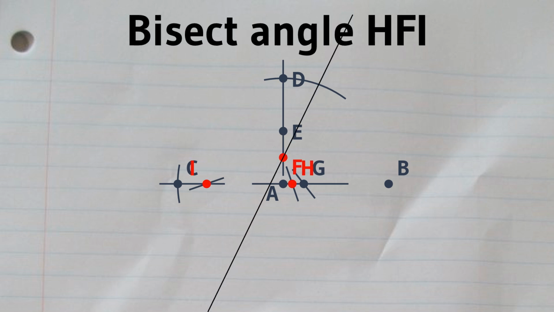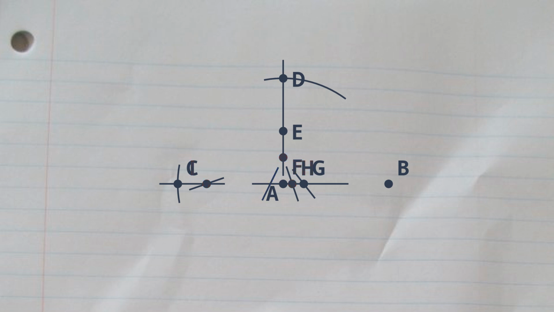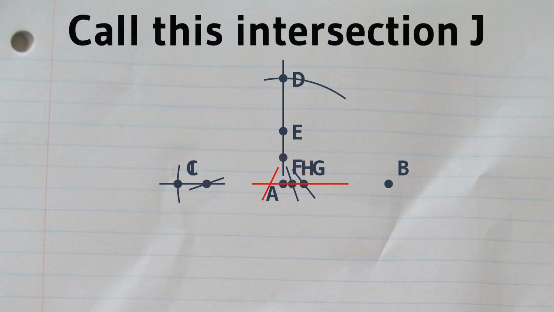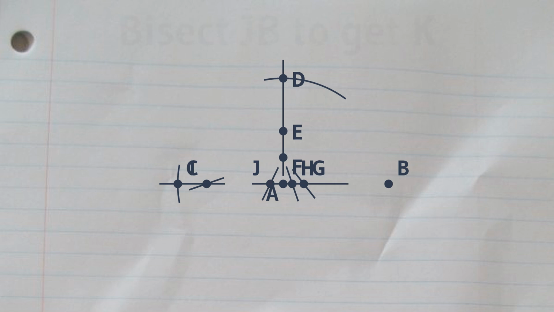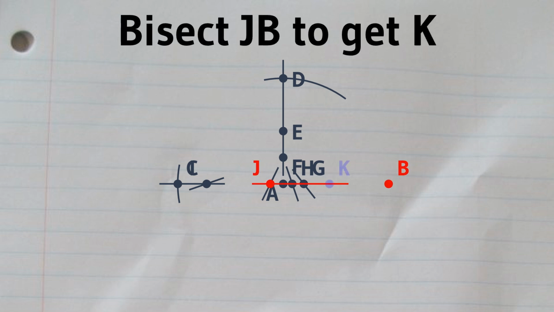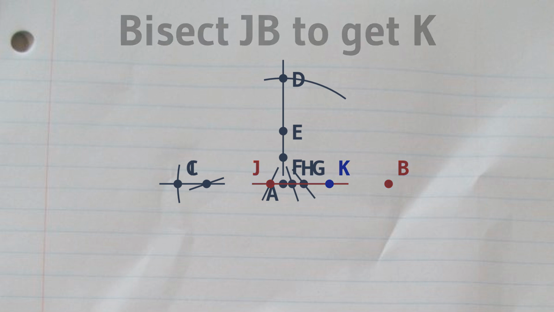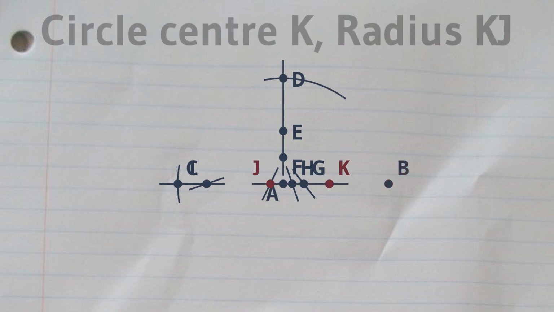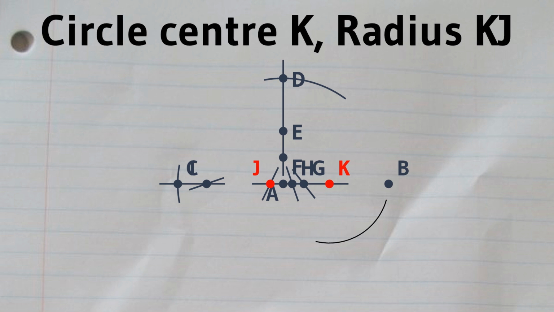We need to bisect that to get a 45-degree angle. Let's call that new intersection point J. The line segment JB, we bisect that to get its midpoint. That's K. Now we draw a circle, center K, radius KJ. That of course goes through B as well.